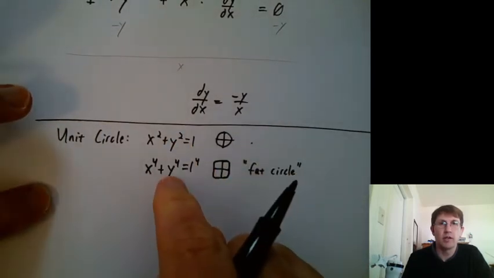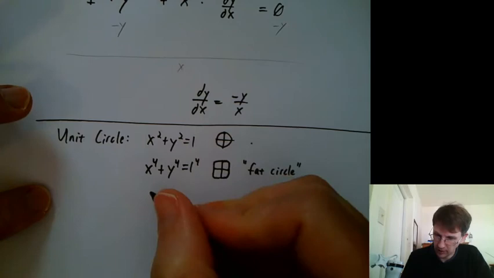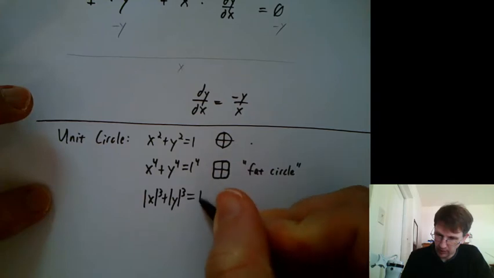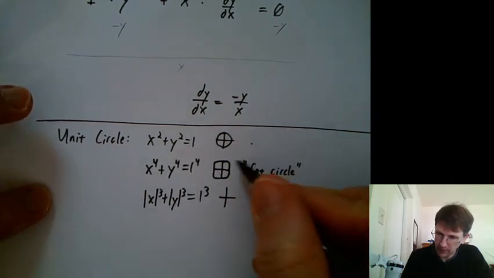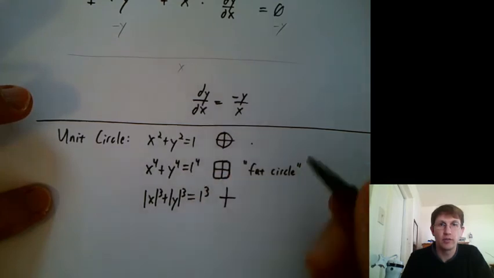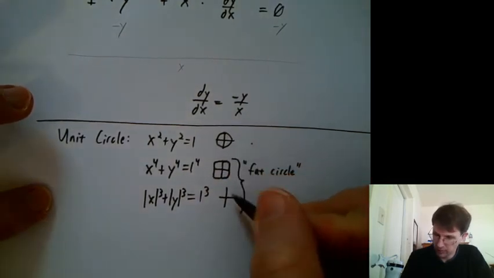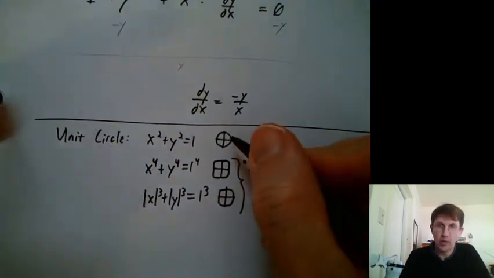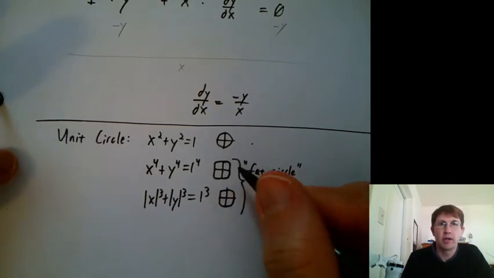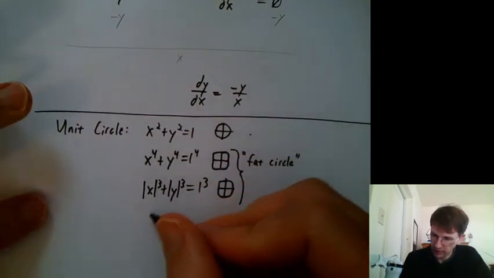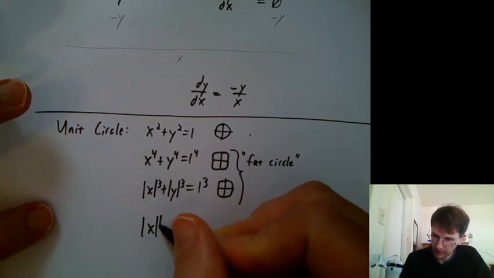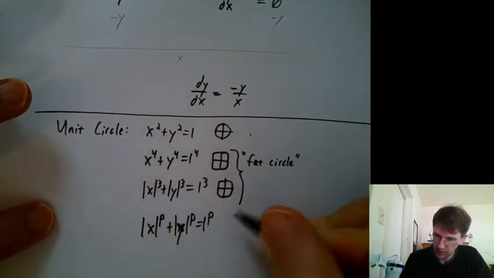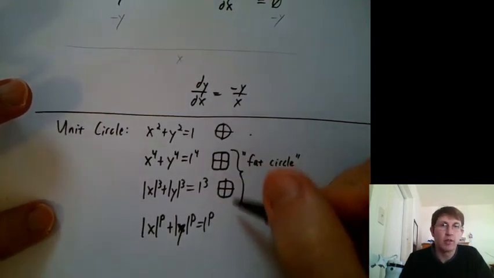If I can try it for squaring and fourth powering, can I try it for cubing? It turns out you can, but it's nice to put in absolute values there. So basically anything with a power higher than 2 is a fat circle. So this is still kind of bigger than a plain circle, but not as squared off as fourth power. If I did absolute value of x to the p plus absolute value of y to the p equals 1 to the p, you could interpolate between any of those.